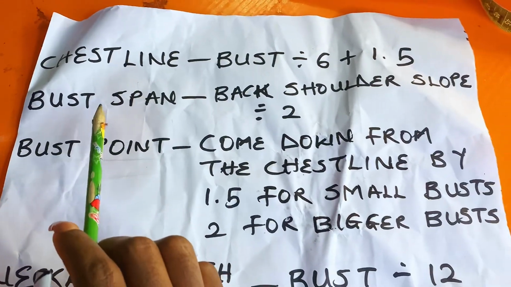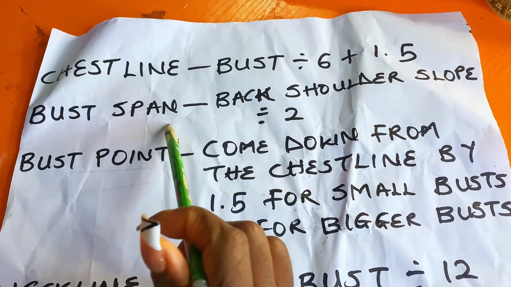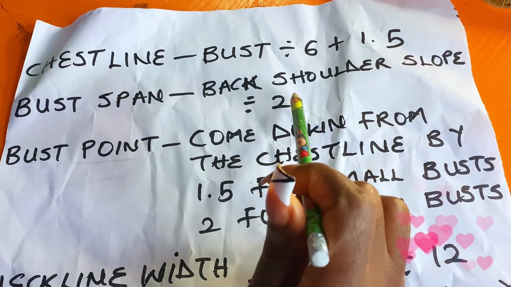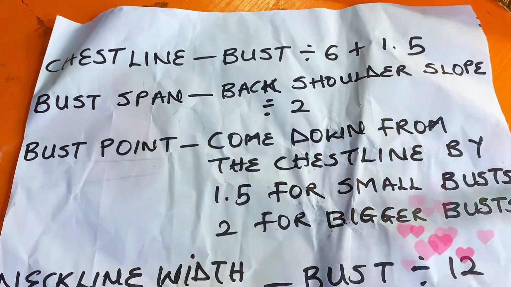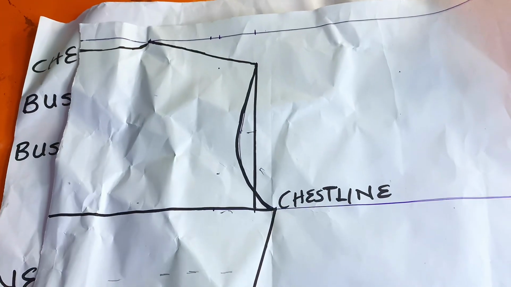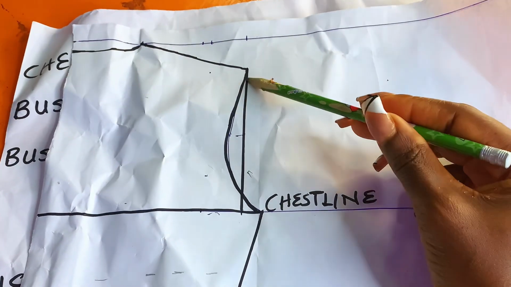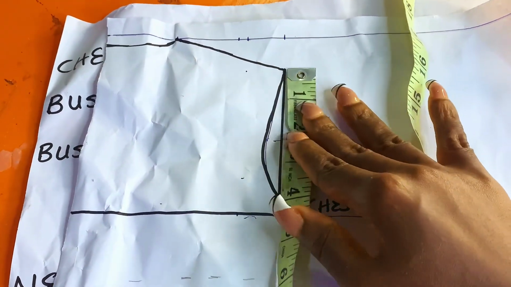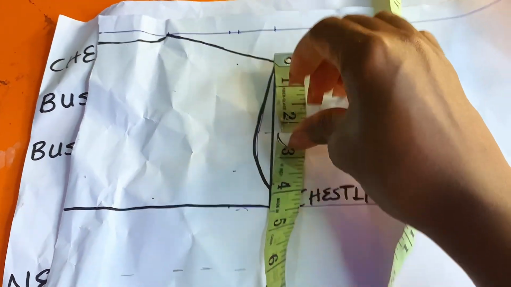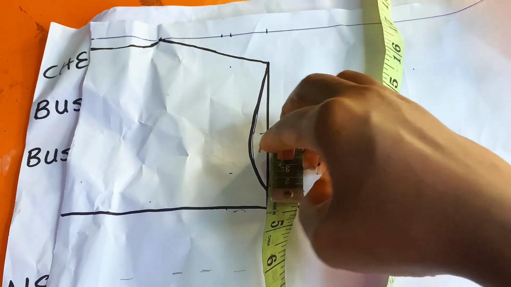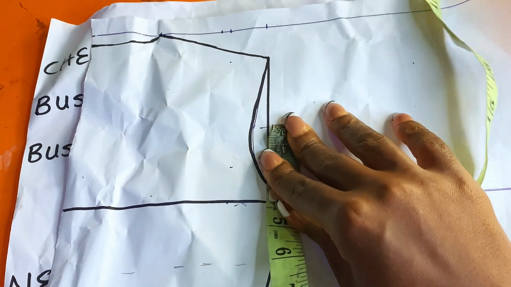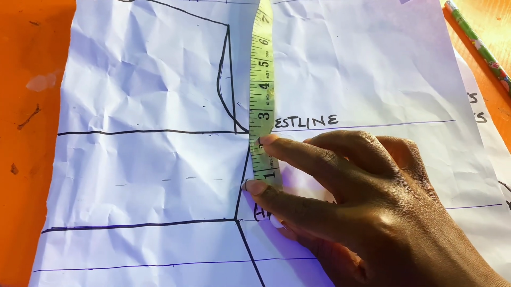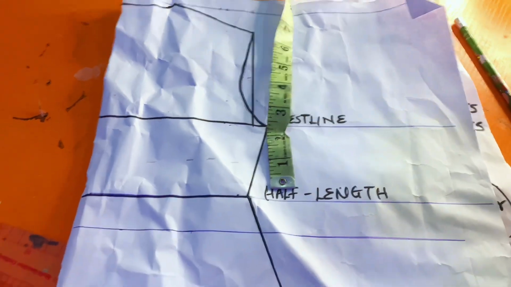So the next on our list is the bust span, or the nipple to nipple, and it's your back shoulder slope divided by 2. We are using the back shoulder slope because you all know the front shoulder slope is usually 1.5. So that's why I said the back shoulder slope divided by 2. So you place your tape like this, you fold it into 2, then you go ahead and open it up. So that place that is folded, that is your value, and that is your bust span measurement.